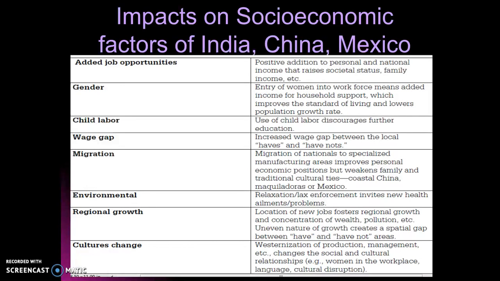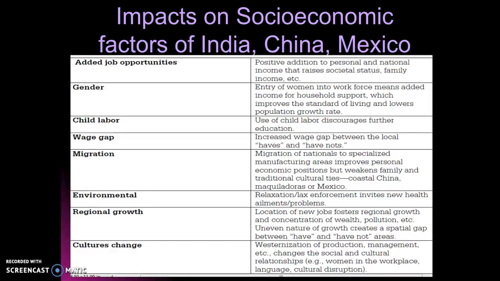Saw a lot of regional disparity and regional growth. Some places of India, some places of China, and some regions of Mexico have grown substantially, especially where you see all these factories that have popped up. But then you have some areas where there's zero growth happening. So that's created this gap between haves and have-nots regionally within these countries of India, China, and Mexico.